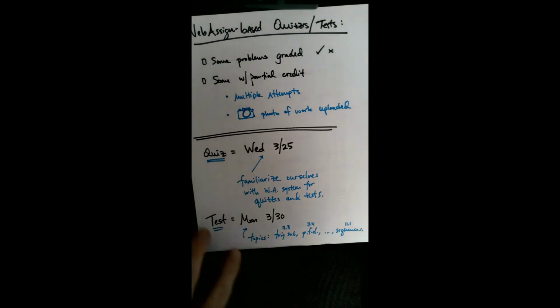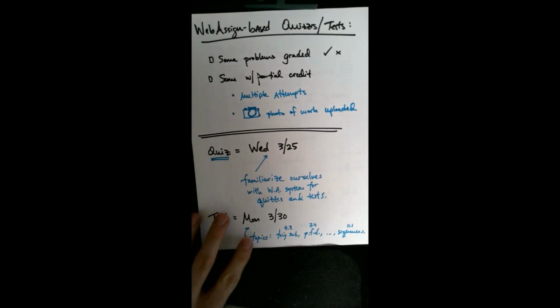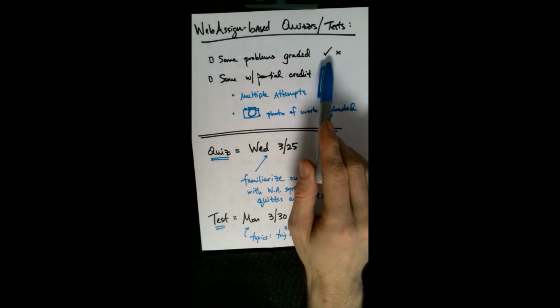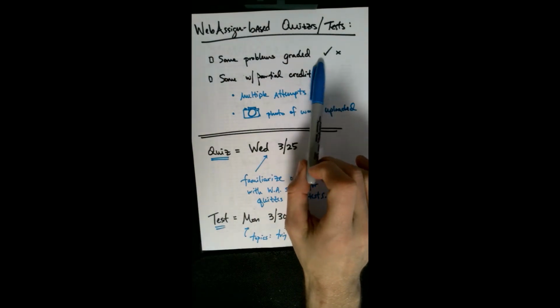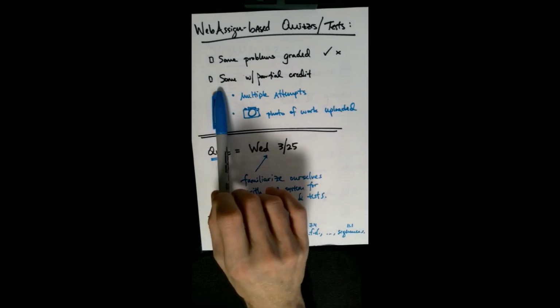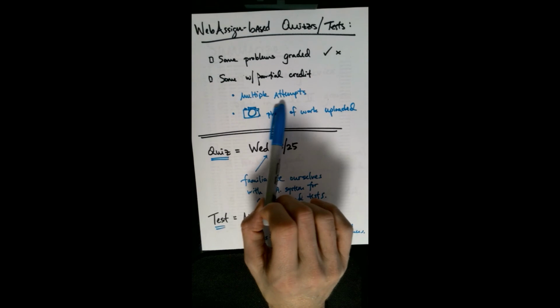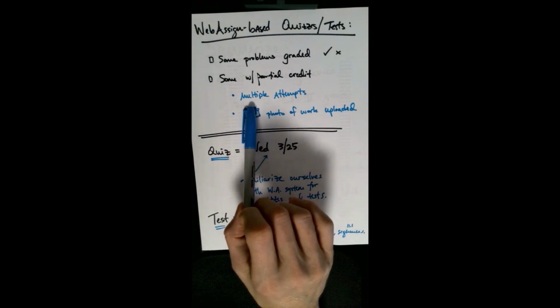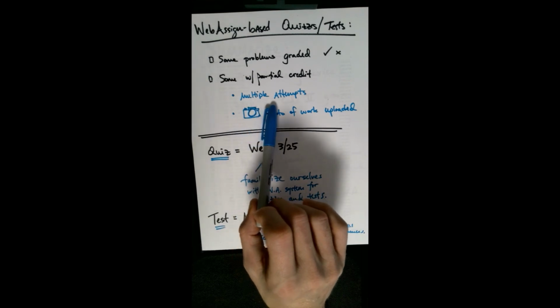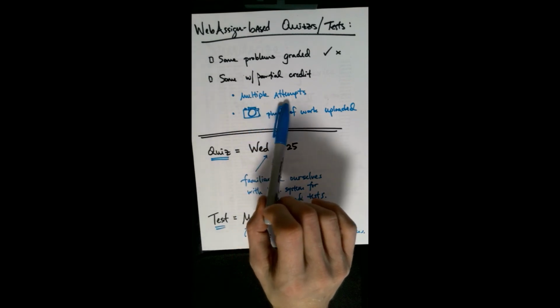Now, to go into a little bit more detail on the WebAssign-based quizzes and tests, some of the problems will be graded like your homework on a simple green check or red X sort of scale. Some of the problems will also have partial credit. Now, some of the partial credit will be associated with problems that have multiple attempts. For each attempt that you try, you will not be able to earn as many points as you would have if you had correctly answered the problem on a previous attempt, but you'll still have multiple attempts to be able to earn yourself some partial credit for some problems.